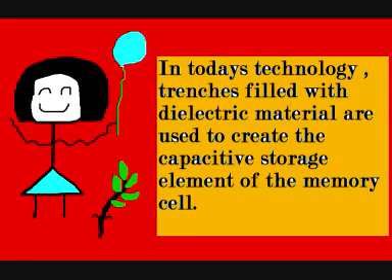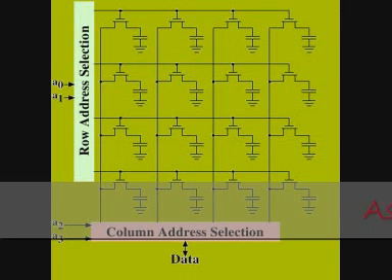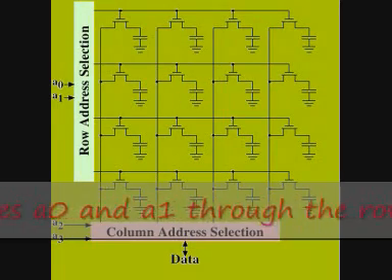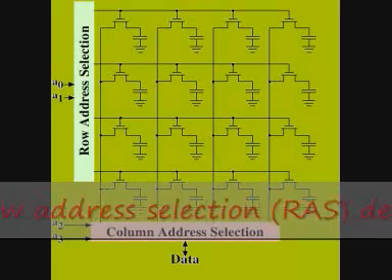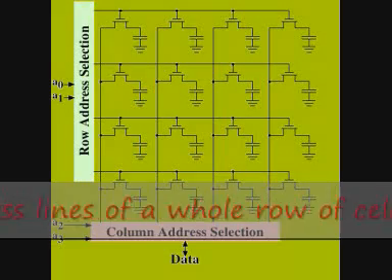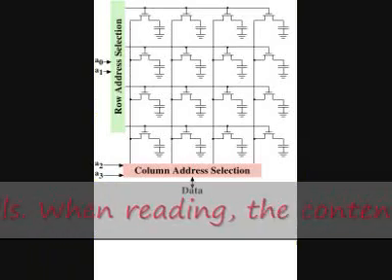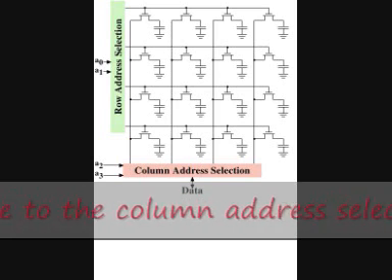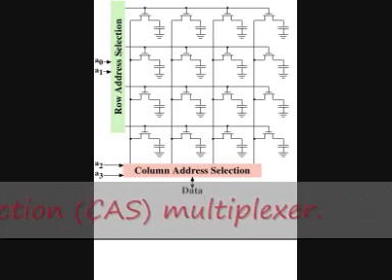In today's technology, trenches filled with dielectric material are used to create the capacitive storage element of the memory cell. As an example, the address lines A0 and A1 go through the row address selection. The multiplexer selects the address lines of a whole row of cells. When reading, the content of all cells is made available to the column address selection multiplexer.